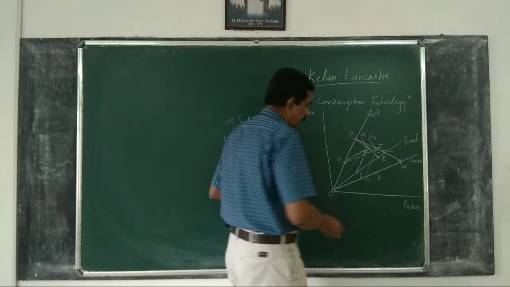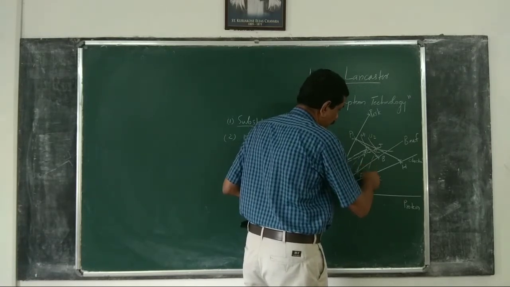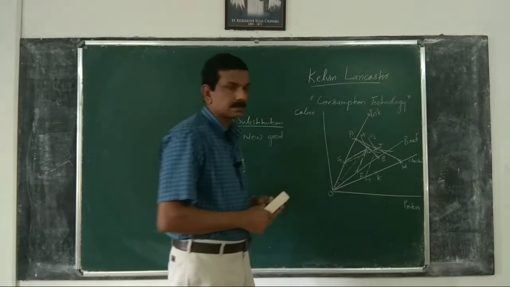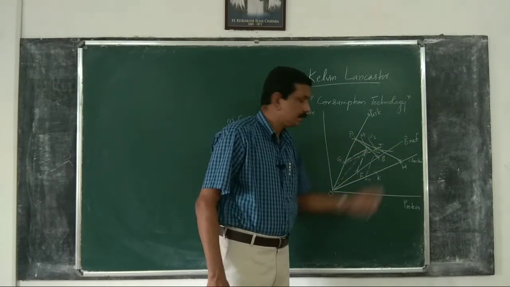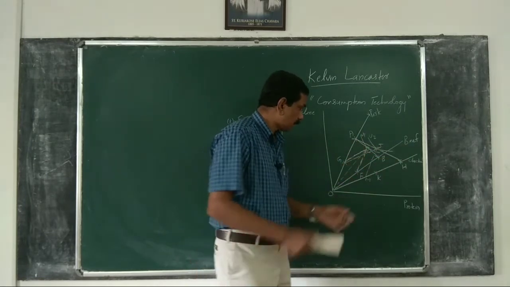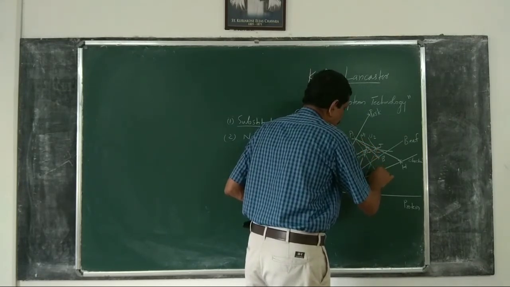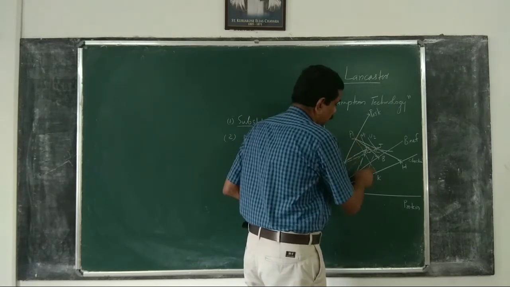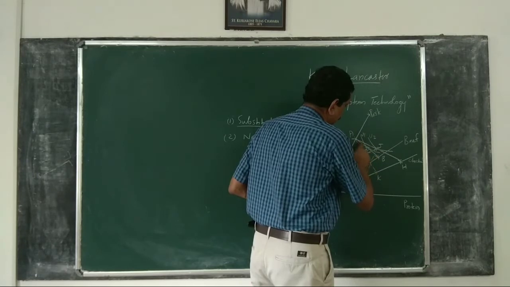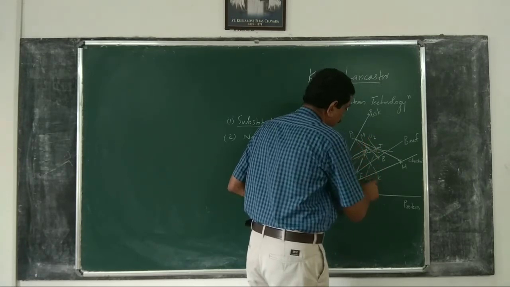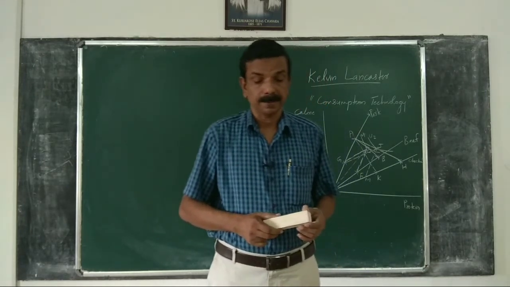In that case, our consumer will not purchase chicken. He will purchase only pork and beef because he will be on a lower budget line. Like this. Pork and chicken, this budget line, and pork and beef, this budget line, and this budget line is above this budget line. So our consumer will not purchase chicken because its price is very high.